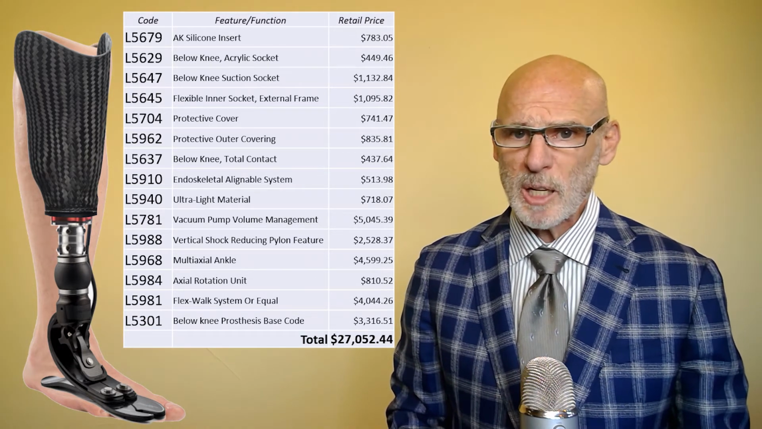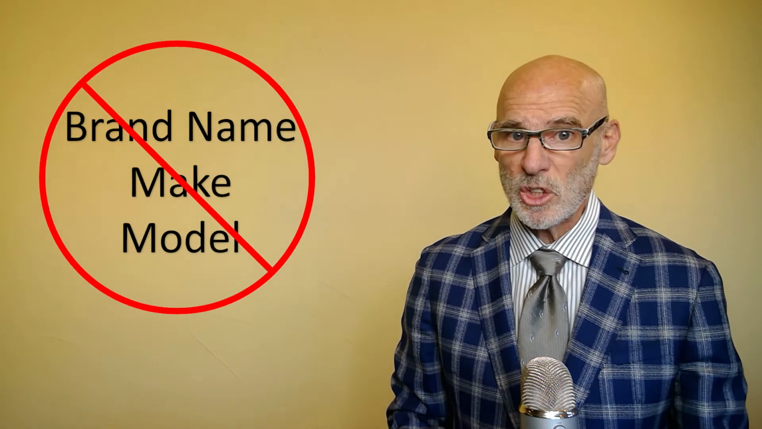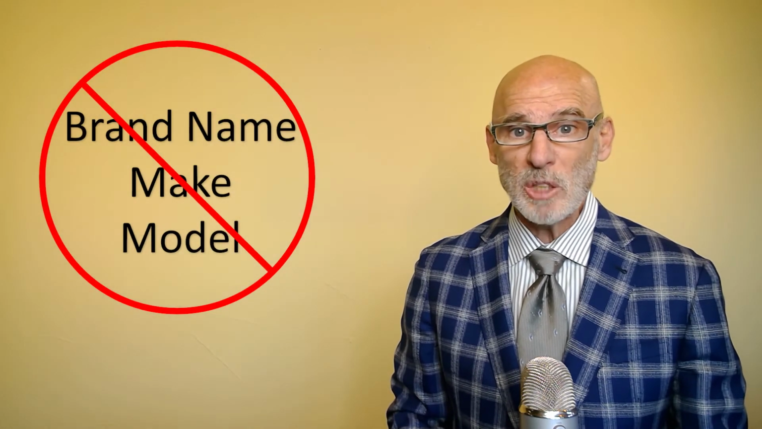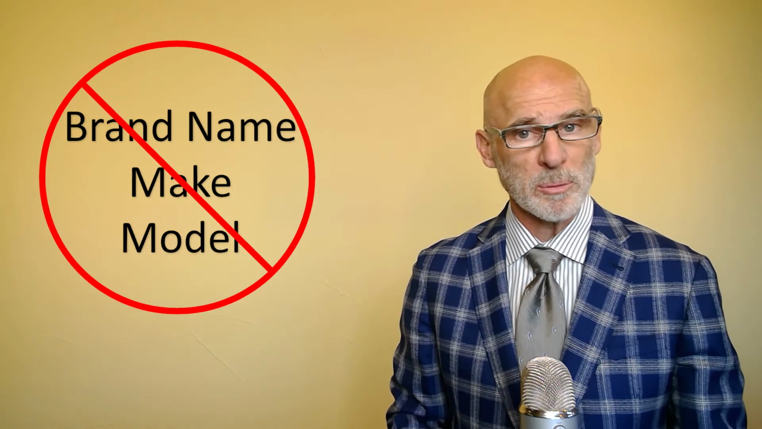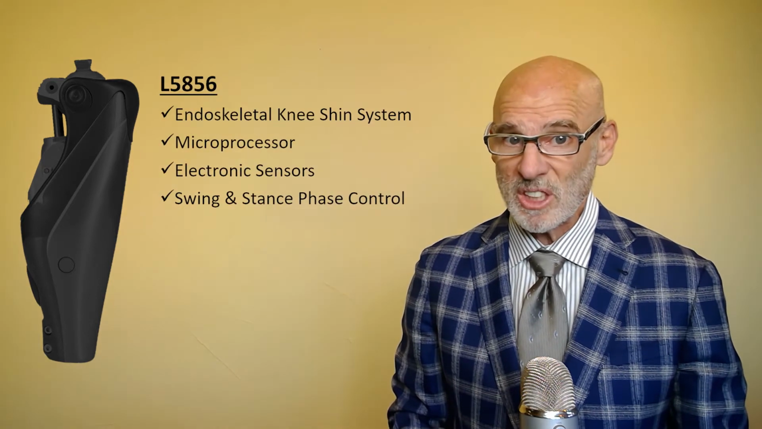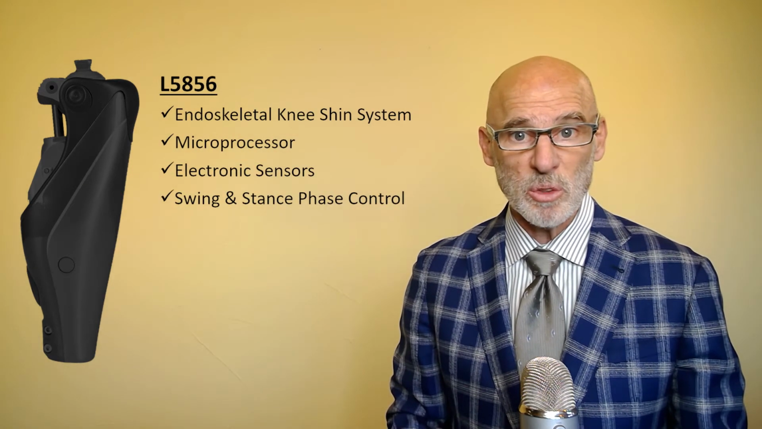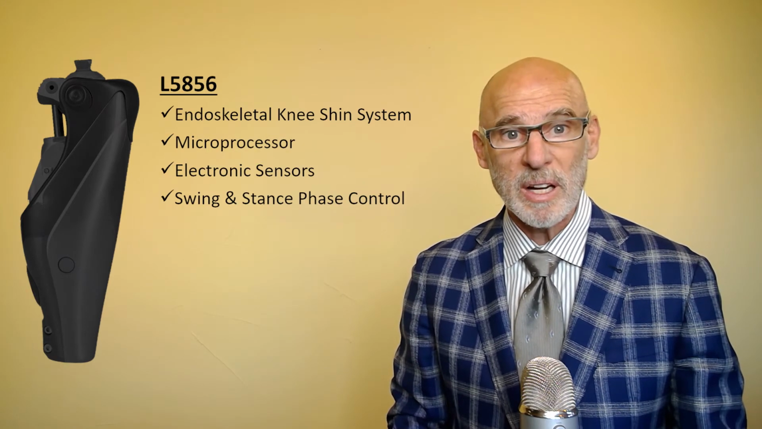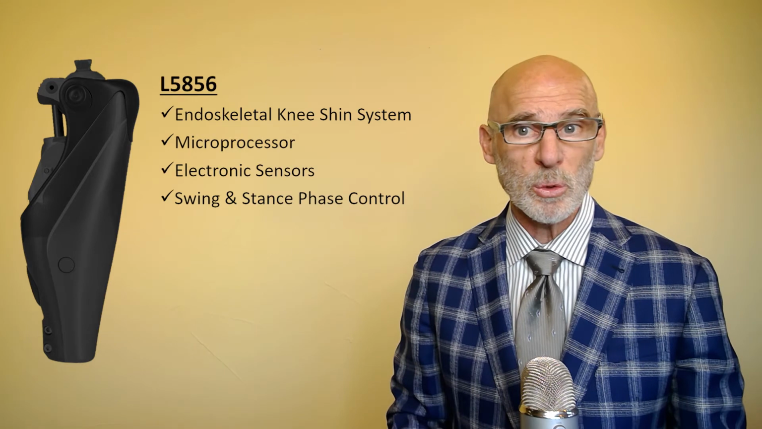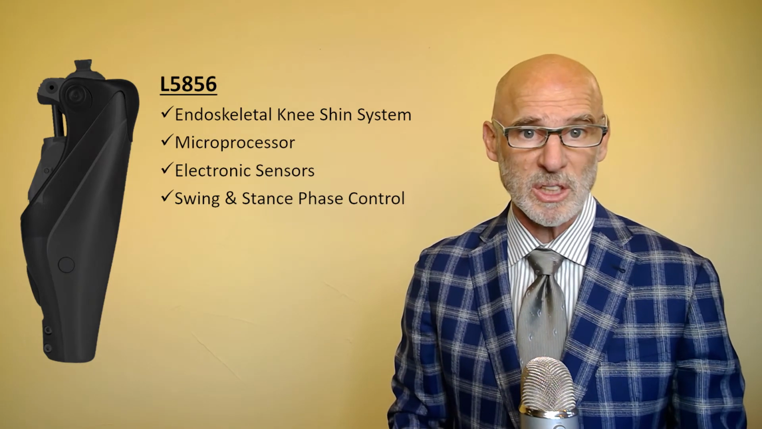It's important to establish that the L code is not intended to, nor does it identify any component or product by brand name or model. For example, if it's determined it's medically necessary for a patient to be provided a prosthesis that contains a computer-controlled microprocessor knee, the prescription would include the code L5856, which identifies the feature and function of an endoskeletal knee shin system with microprocessor and electronic sensors to control swing and stance phase for the prosthesis.